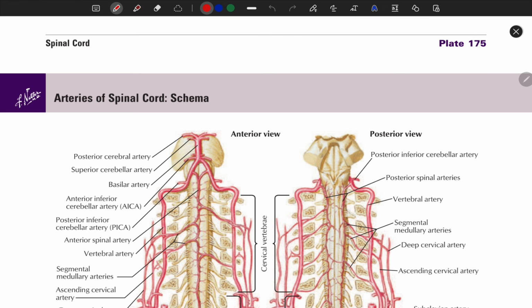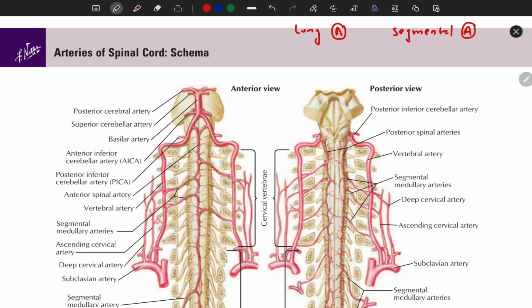Now coming on to the blood supply of the spinal cord, we have two types of arteries. One is the long arteries and the other is the segmental arteries. We have one anterior spinal artery, that is this one, which arises from the vertebral artery. This is the vertebral artery, which will continue as the basilar artery. From the vertebral artery, the anterior spinal artery will arise, and we have one anterior spinal artery.